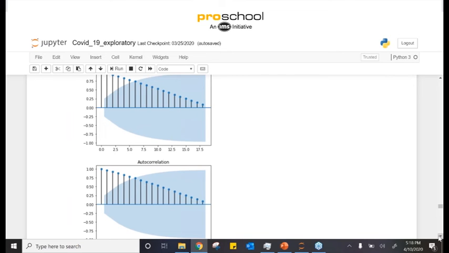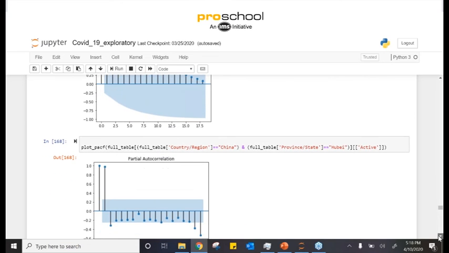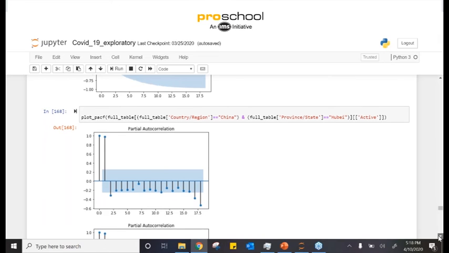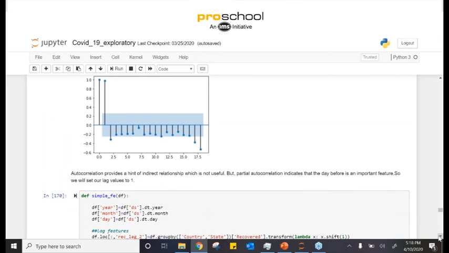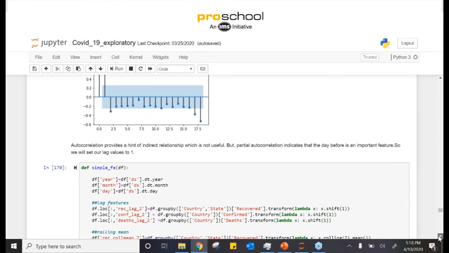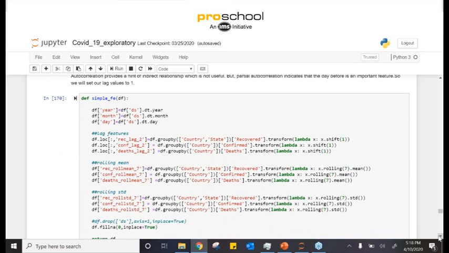So that point has been provided by the partial autocorrelation. If you see partial autocorrelation, the first lag is very much important. After that, the other lags are not so important. So while creating the feature engineering, I have also written that autocorrelation provides a hint of indirect relationship, which is not useful, but partial autocorrelation indicates that the day before is a very important feature. So we will set our lag to 1 and look into how things come out of it. That's why I have taken shift one when I started creating the lag features.